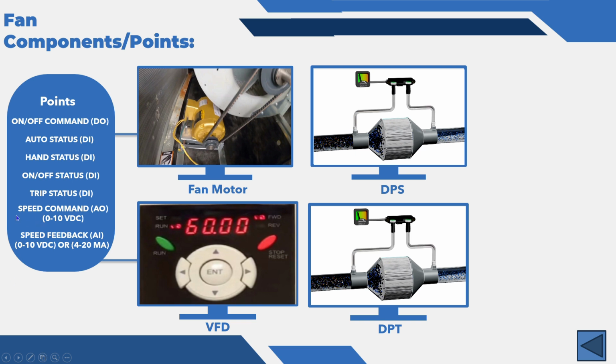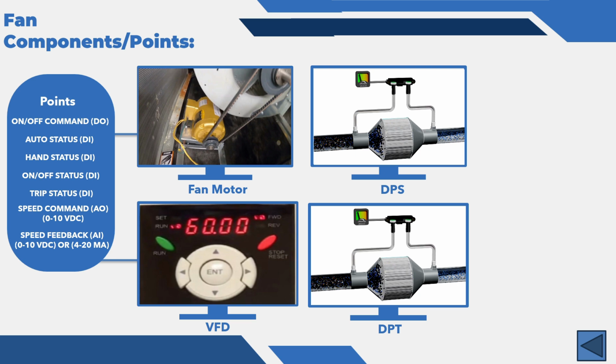VFD speed command, AO. This point commands the fan to operate at a certain speed. It is an analog output point from the BMS. 0 to 10 volt DC indicates that the output from the BMS is within these values, where 10 volt DC means 100% speed and 7 volt DC means 70%, and so on.